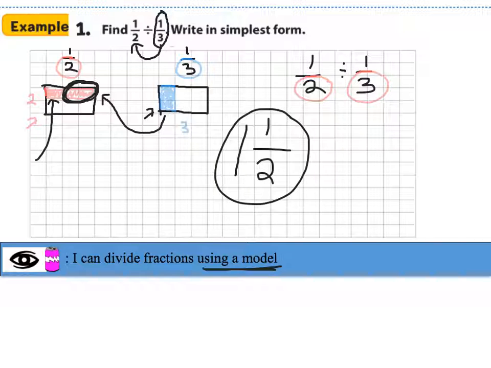So to finalize my answer, I'm going to say 1/3 goes into 1/2, 1 1/2 times.